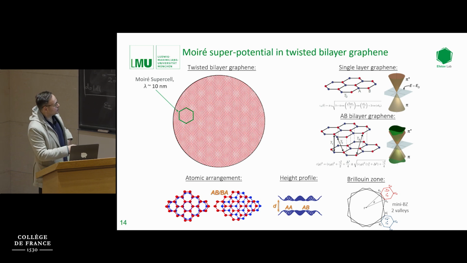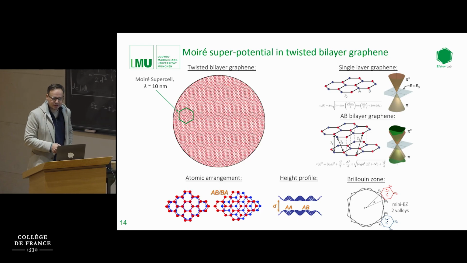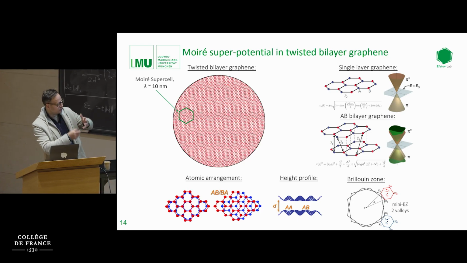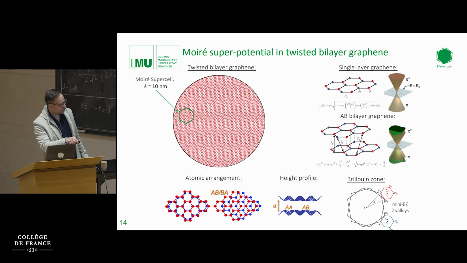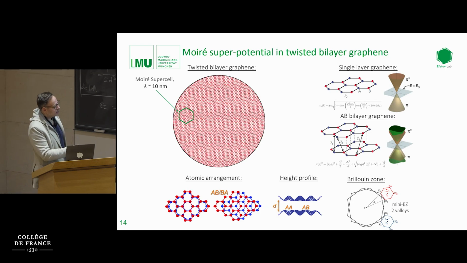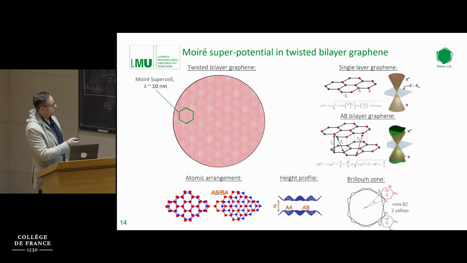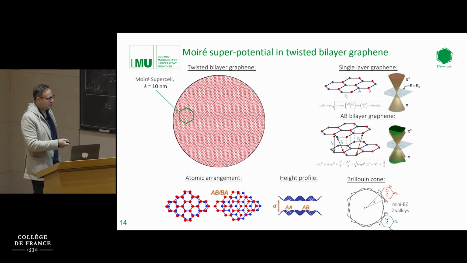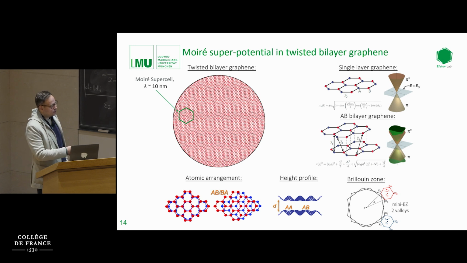Okay, so this superpotential also gives you a height profile variation that cannot be neglected. It's not just a geometric interference, but it really has some corrugations on top of the unit cell. And in general, this twist also displaces the two Brillouin zones between top and bottom layer. This super periodicity creates novel mini Brillouin zones that arise here in the corners, if we construct them between the two Brillouin zones.